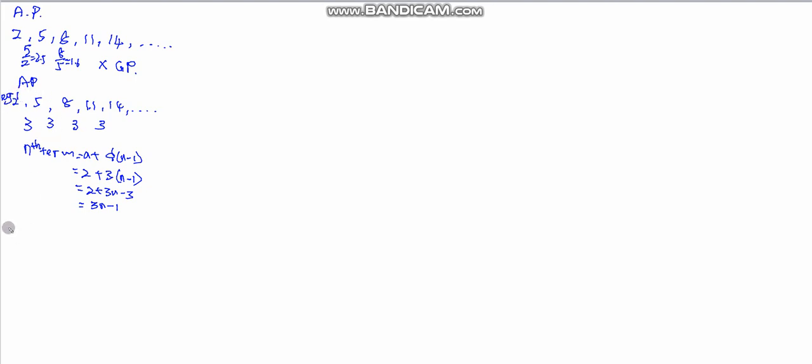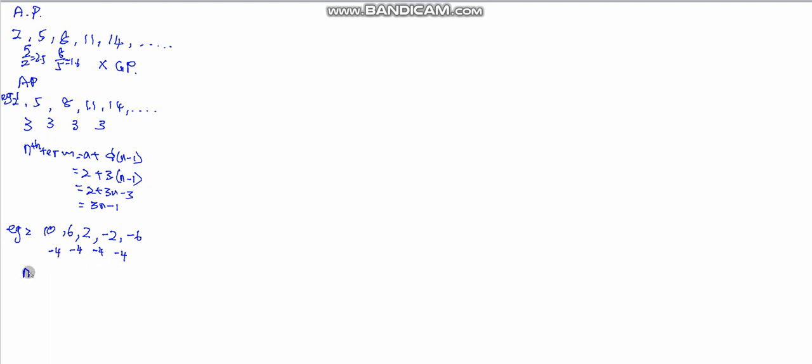Okay, now this is example 1. Let's try example 2. 10, 6, 2, minus 2, minus 6. Now, using the same rules, this minus this, you got a minus 4. 2 minus 6, you got a minus 4. Minus 2 minus 2 again, you got a minus 4. Minus 6 minus minus 2, you got a minus 4. Okay, so the first row of difference is already a constant.